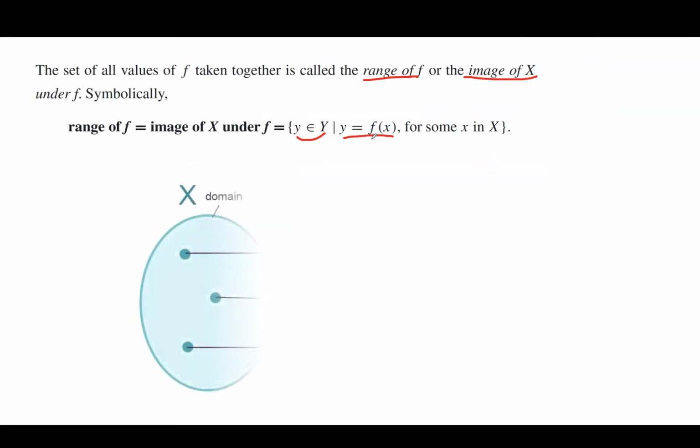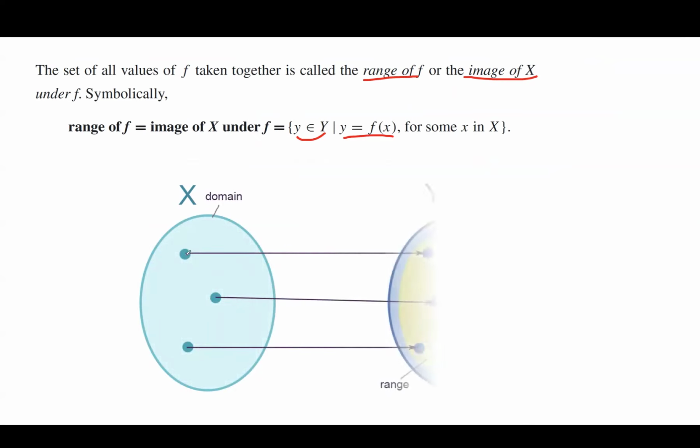So we can visualize it this way. This is the domain, and you have, for example, some values in the domain. Those are mapped to some y values in the larger set or codomain, and this smaller set is called the range of the function, or the image of X under f.